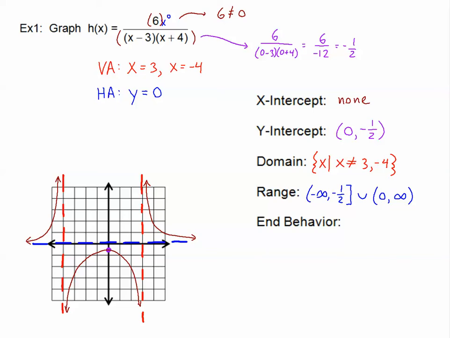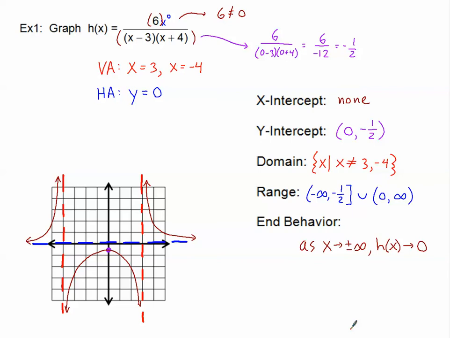Finally, our end behavior, you can see that both ends are still trying to level out right at the value of the horizontal asymptote. The left end, the right end, they're both doing the same. So I'm going to say as x approaches positive or negative infinity, my function, which is called h of x, is trying to approach 0.